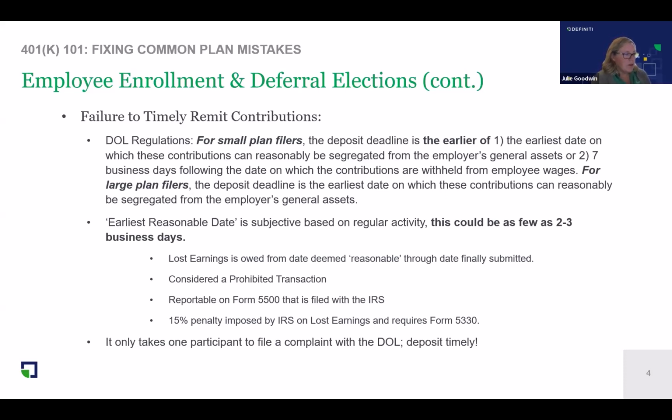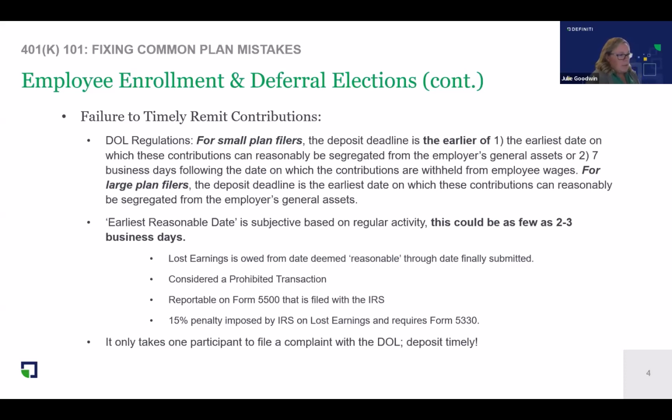Another note that I put on here was the earliest reasonable date. This is language that's used by the IRS, and in some instances, this could be considered as few as 2 to 3 days. There's automation in the world for everything. There's automatic payroll feeds, things of that nature. So you want to be consistent with your deposits.